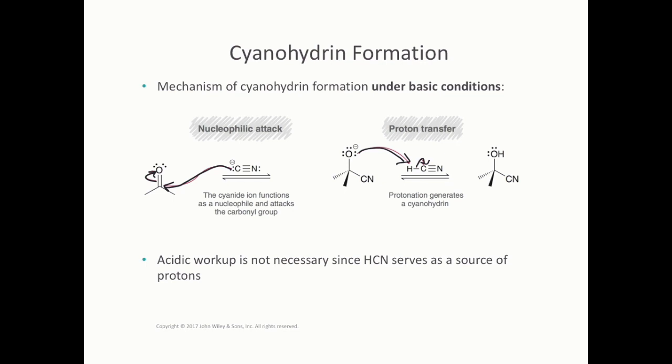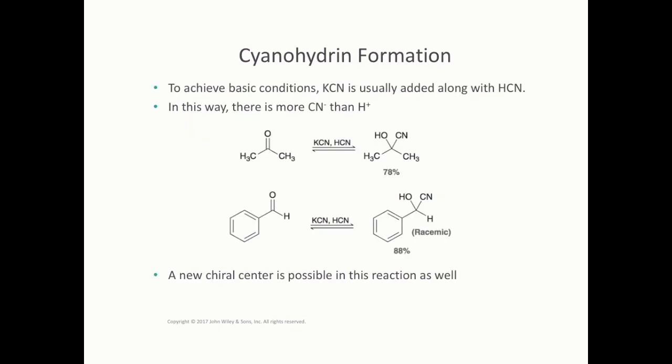Notice here that we don't have to do a separate water acidic workup because HCN serves as a source of protons. Because we want this under basic conditions, potassium cyanide is used in conjunction with HCN. And in this way, there's more cyanide than H+. Notice that you could form a new chiral center, such as this reaction shows. And if you do, you would get both enantiomers, you would have racemic products.